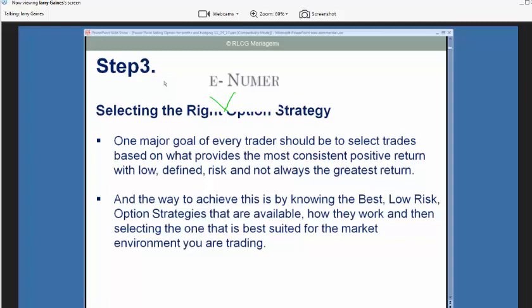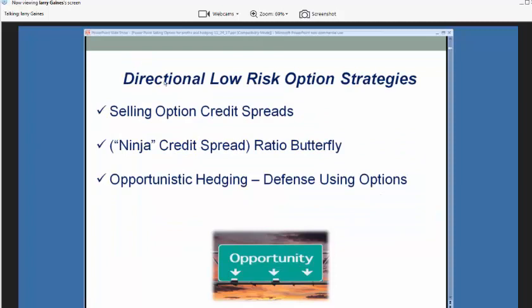One way to achieve this is by knowing the best low-risk option strategies that are available, how they work, and then selecting the one that's best suited for the market environment you're trading. When we look at various option strategies, I look at market direction first, and then I select the option strategy based on the conditions in the market. Some of the main strategies that I look at, what I call these directional low-risk strategies, are selling option credit spreads.